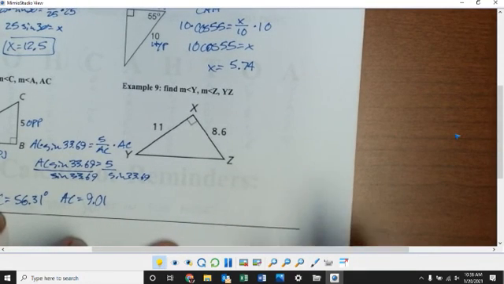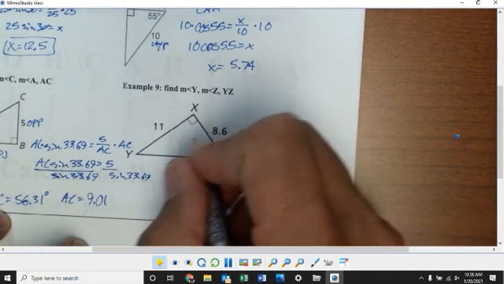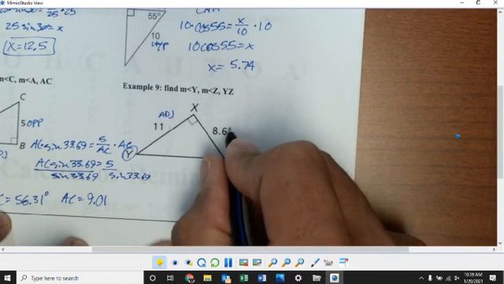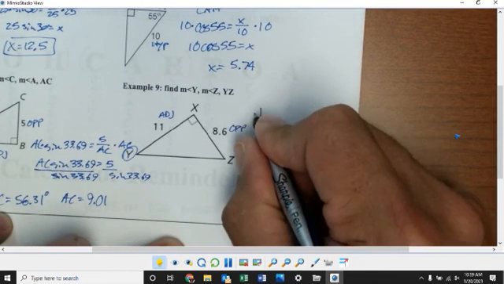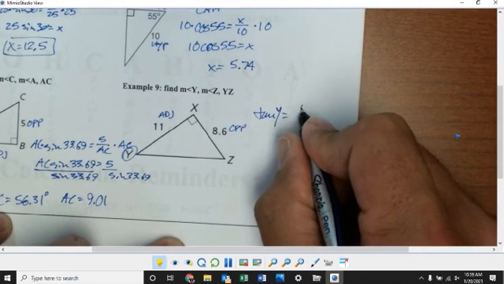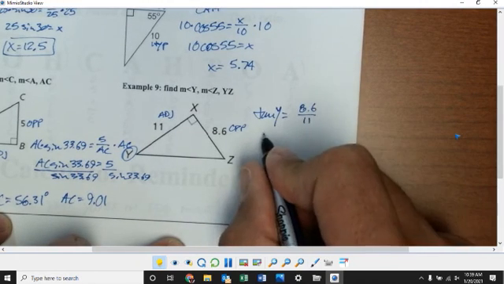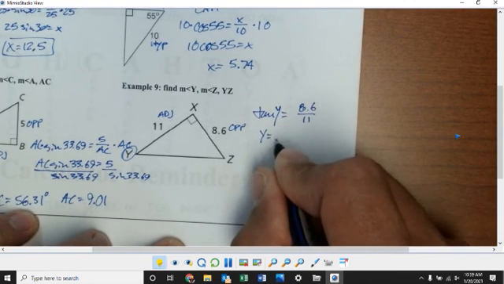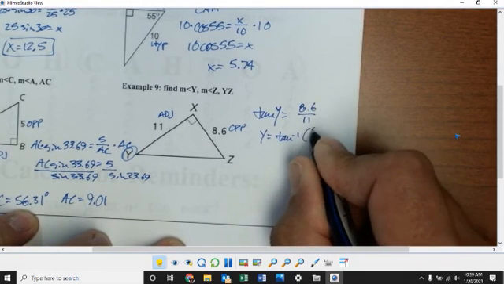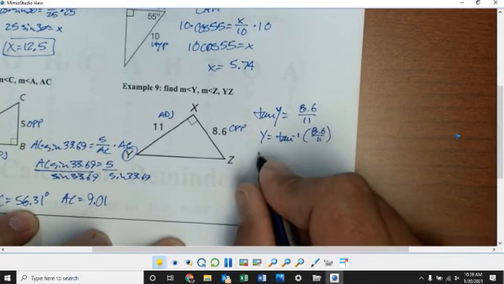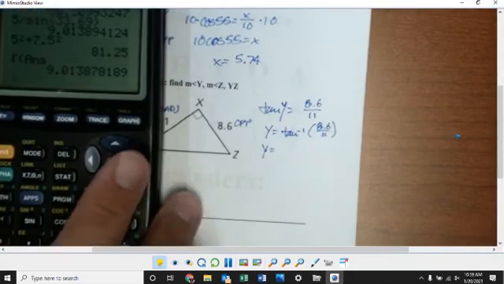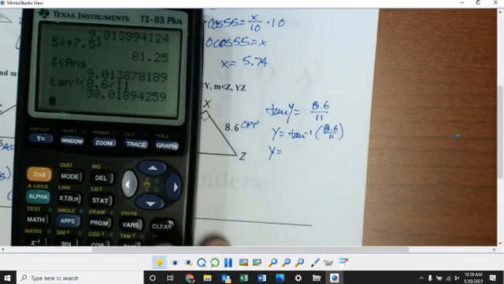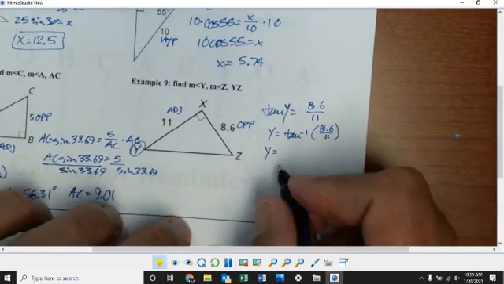Welcome back. Last problem of the day. Let's crack it out. So I'm going to start with angle Y. This is my adjacent, and this is my opposite. So I can say tangent of Y equals opposite 8.6 over adjacent. So again, I know the side length, so I'm going to use the tangent inverse of 8.6 over 11. So Y is equal to tangent inverse of 8.6 divided by 11, 38.02 degrees.